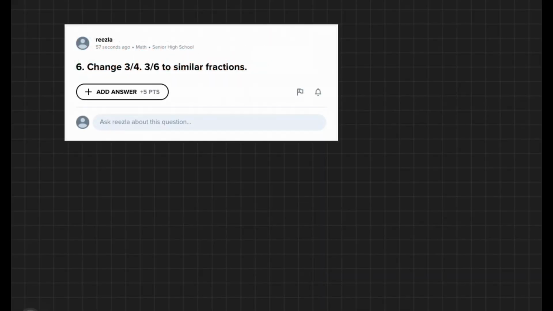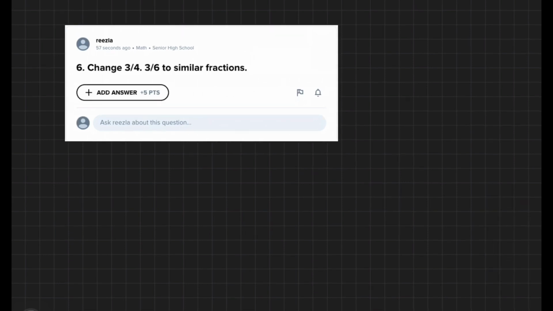Good evening. I want to help this kid asking the question, change 3/4 and 3/6 to similar fractions. We may rewrite this question 3/4 and 3/6. Obviously, they are called dissimilar fractions because they have different denominators. So it is important that we know how to change this into similar fractions. How to change this one to similar fractions?